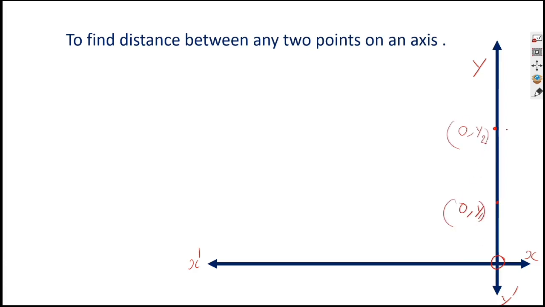And if I mark these 2 points as Q and P, we will find out the distance between these 2 points, where Q is 0 and y2, P is 0 and y1. The difference, we know that y2 is different, hence we will write distance between P and Q will be shown as y2 minus y1, because x is 0.